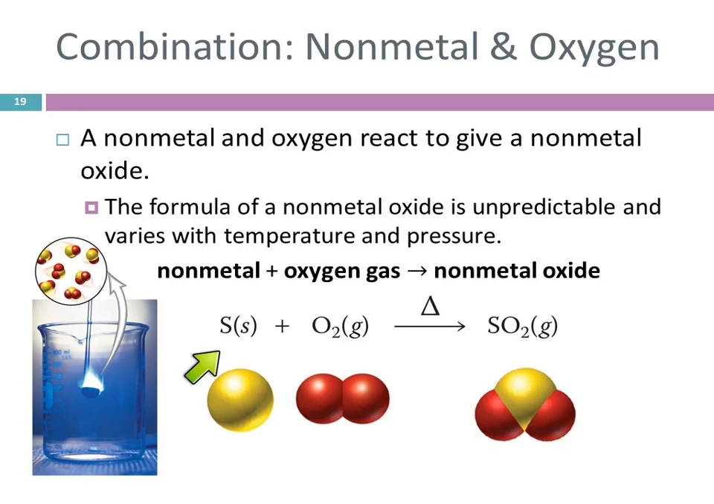The example here is sulfur reacting with oxygen gas. In the presence of heat, this forms sulfur dioxide gas. And the picture here, the action is actually happening in this deflagration spoon where sulfur is burning. When you ignite sulfur, it burns, it combines with oxygen and forms sulfur dioxide.